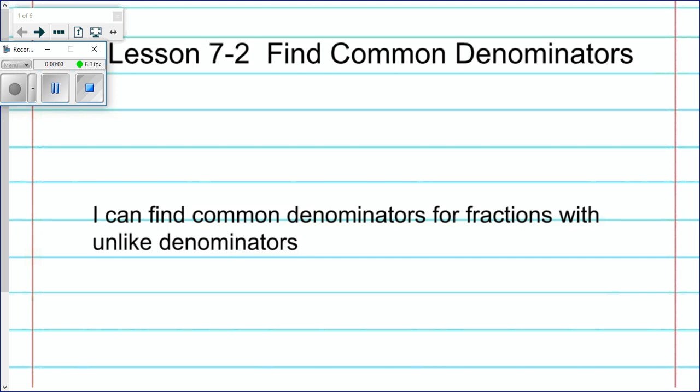Hello, welcome to Lesson 7-2, Find Common Denominators. Our I can statement says, I can find common denominators for fractions with unlike denominators. Please pause the video and write down your lesson title and I can statement in your math journal.